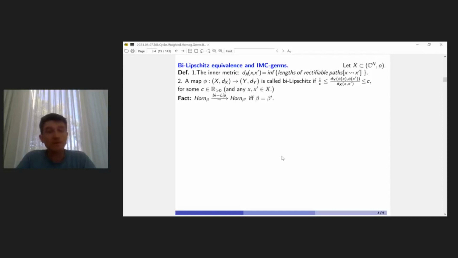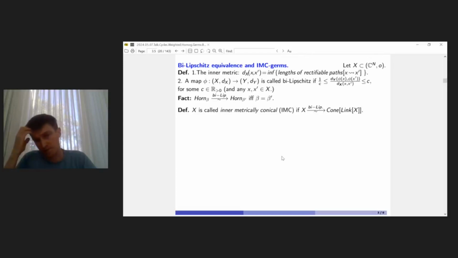In fact, for the simplest horn of the previous slide, two such horns are bi-Lipschitz equivalent if and only if their exponents coincide. X is called inner metrically conical if it is bi-Lipschitz equivalent to the cone over its link, if this conic structure map can be chosen bi-Lipschitz. And just to add, we always speak about complex-analytic germs, or at least sub-analytic germs, and then this homeomorphism can be chosen sub-analytic.